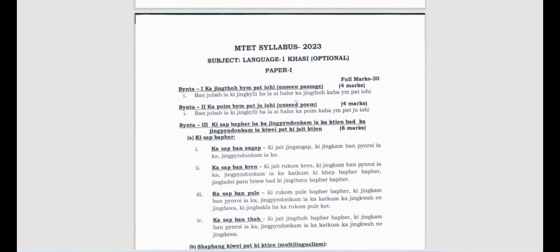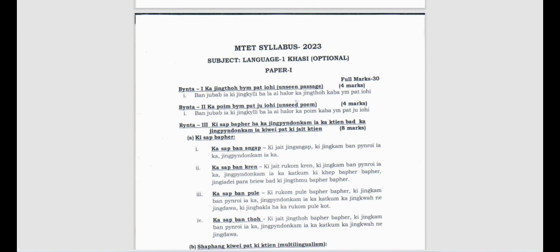All right, so here what happens is that language 1 is given as Khasi. So language 1, you can choose it as optional. If you are comfortable with Garo, you can take Garo. If you're comfortable with Hindi, then Hindi. English is not there in the optional subject. You have to choose any other language apart from English. So you can choose Khasi, Garo, Nepali, Hindi, Bengali, Assamese, Urdu, any language you prefer.